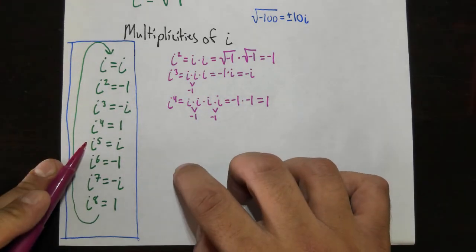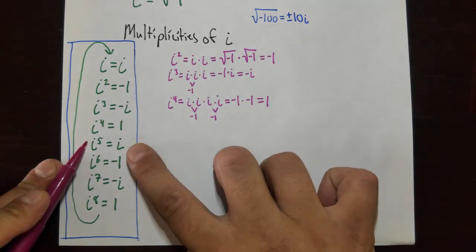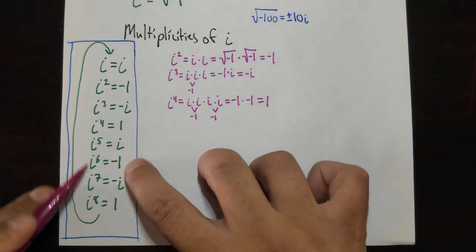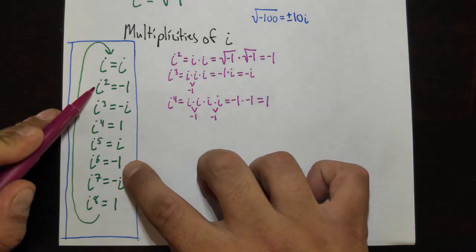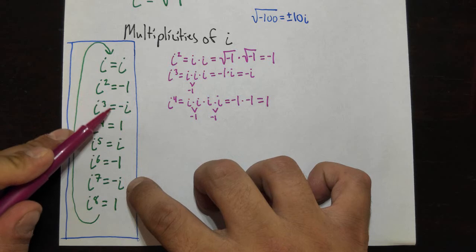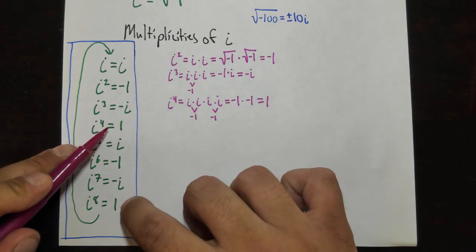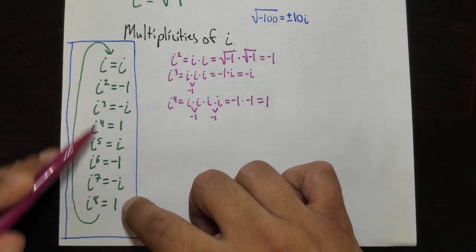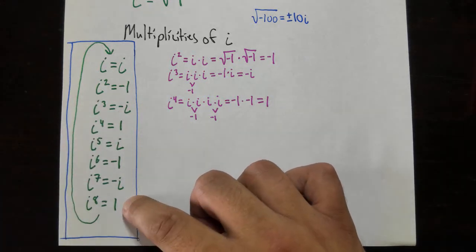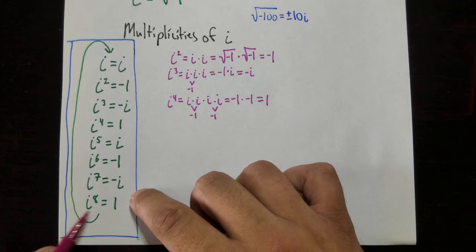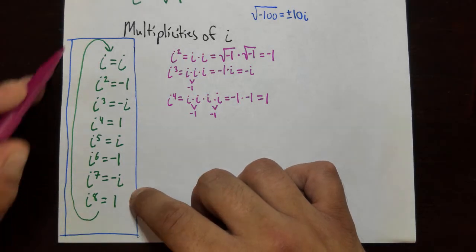And then notice what I claim here. I claim that i to the 5th is i again, so it loops back around. i to the 6th is negative 1 again, and then i to the 7th is negative i, and i to the 8th is positive 1. Notice how it repeats itself, and that number will repeat itself forever. For instance, i to the 9th, we would just have to go back up and count 9.